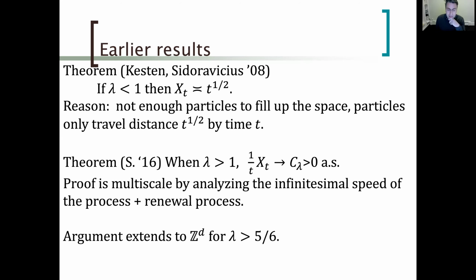Oh, but before I get to that, I want to mention that this analysis was done for one dimension, but it actually extends to higher dimensions. If you look at the location of the rightmost particle of the aggregate in higher dimensions, you can couple that with the one-dimensional model and show that it's growing at least as quickly. And so you can show in, say, 2 dimensions, whenever lambda is bigger than 5/6, that you get a linear growth rate.